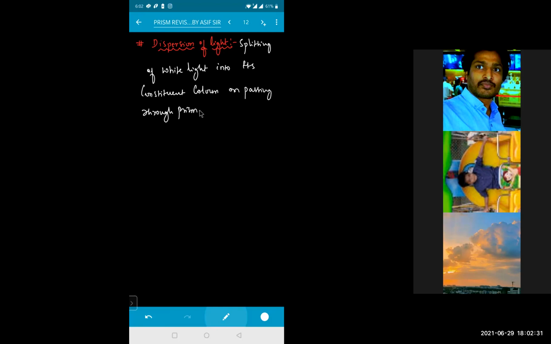Like a rainbow, different colors. Sunlight is white light. This occurs due to the change in wavelength, because different colors have different wavelengths, so different refractive indices. Violet color will deviate through the maximum value, and red color deviates through the minimum value.